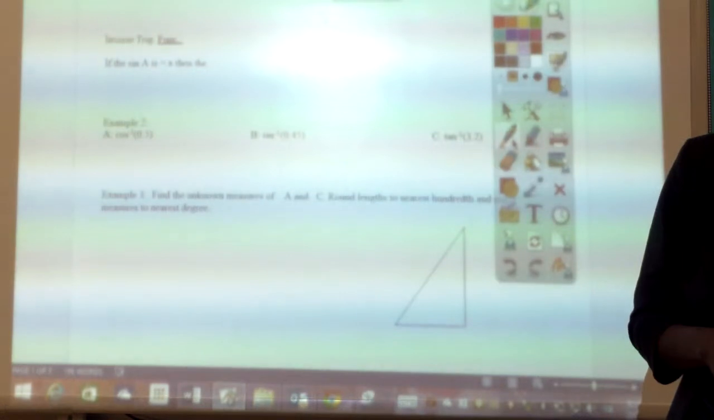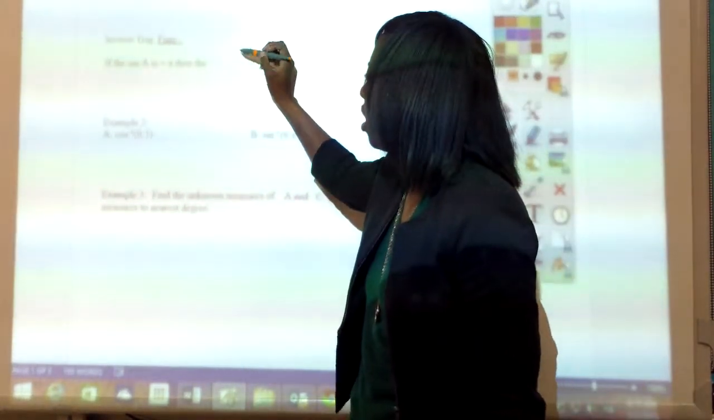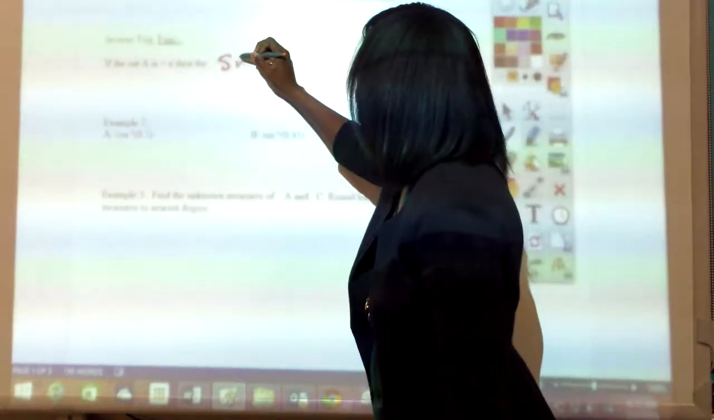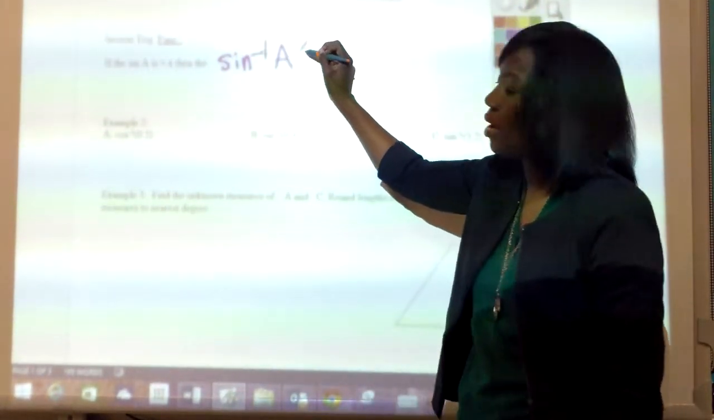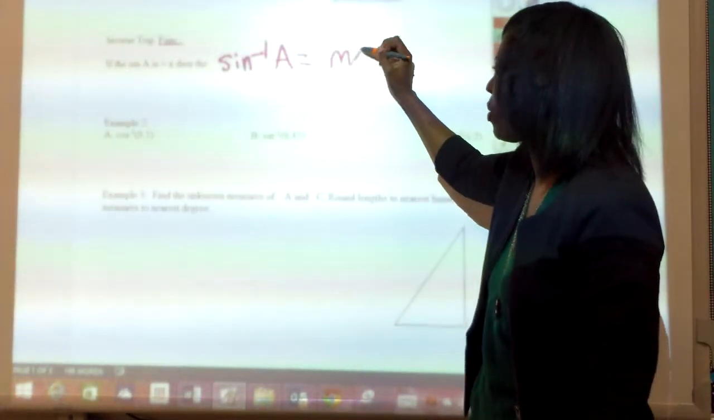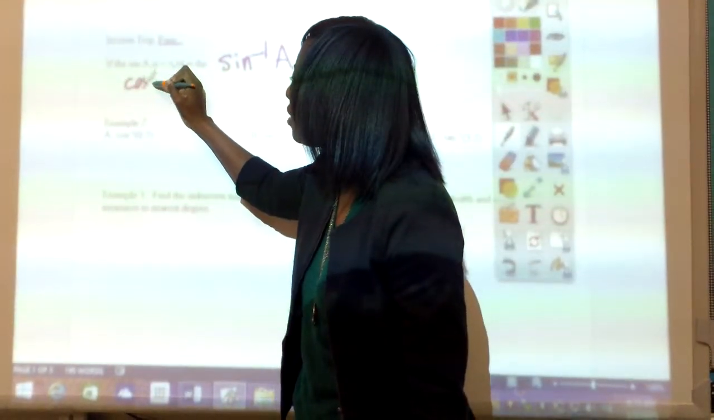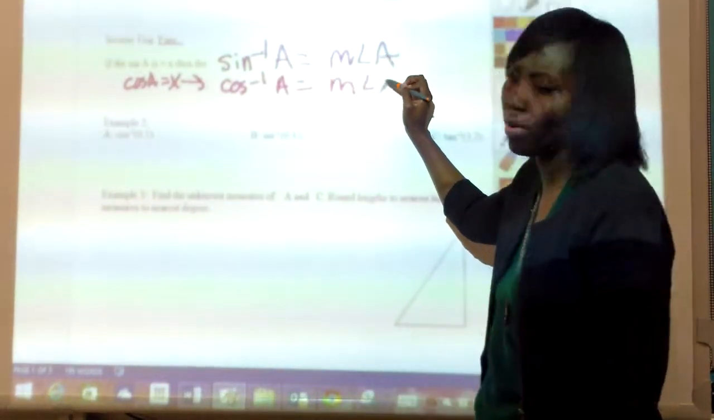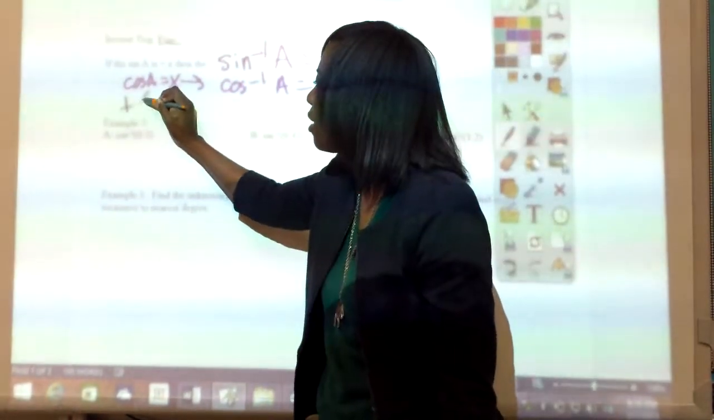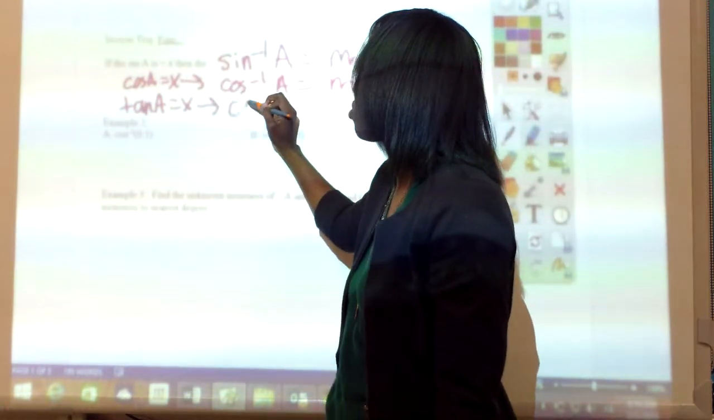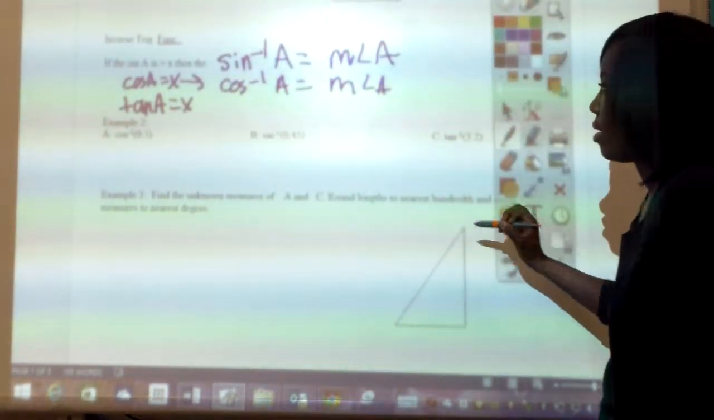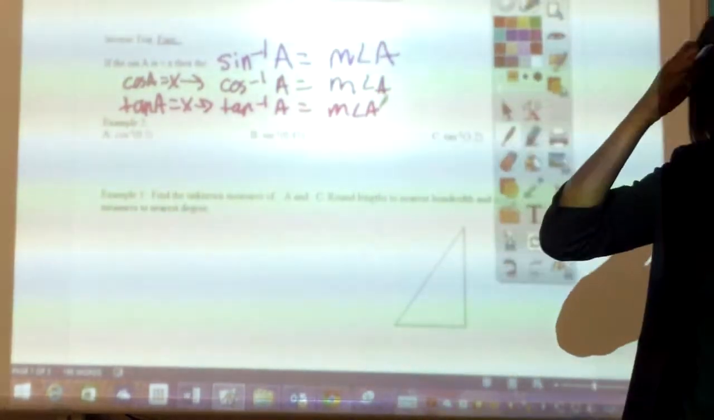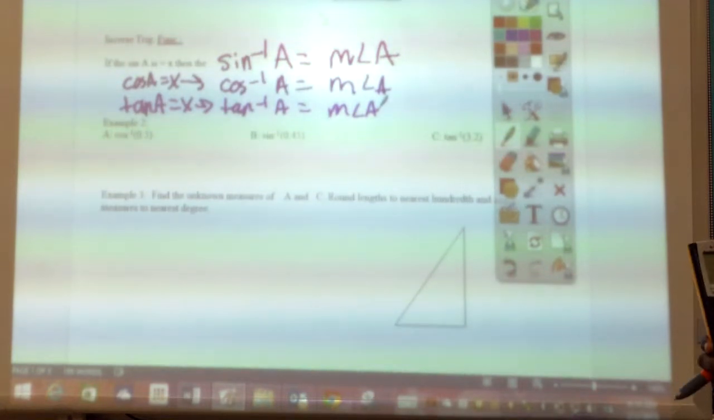And so if you look for the inverse, it says if sine of A is equal to X, then sine inverse, sine to the -1 of X, is equal to the measurement of angle A. And if cosine of A is equal to X, then cosine inverse of X will find us the measurement of angle A. And the last one, if tan of A equals X, then tan inverse of X is equal to the measurement of angle A. So if we're looking for the actual angle measurement, now we're using the inverse function.